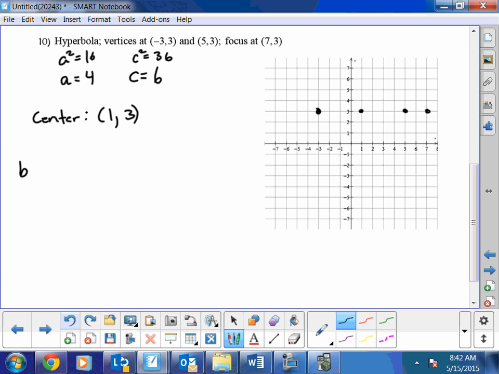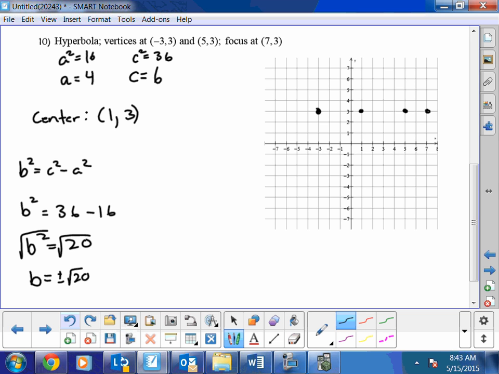This equation is slightly different, where B squared is equal to C squared minus A squared. So in this case, well, hold on, let me make sure I wrote that right. Yeah. So C squared is going to be 36 minus 16, which means that B squared is actually equal to 20. B is going to be roughly plus or minus the square root of 20. So the important thing we want to keep in mind is B squared is equal to 20, and B is equal to plus or minus the square root of 20.